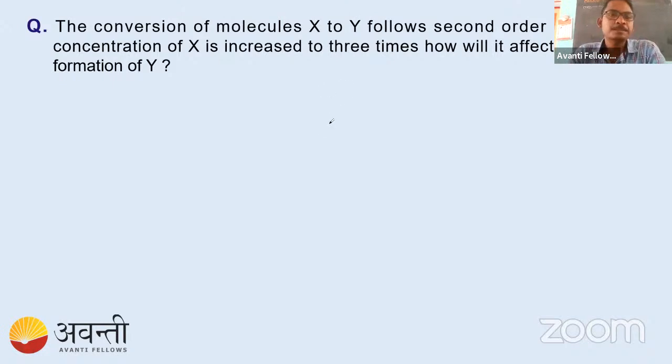The question is: the conversion of molecule X to Y follows second order kinetics. If the concentration of X is increased to 3 times, how will it affect the rate of formation of Y? I mean, initially we have some concentration of X, after that we change its concentration to 3 times, to thrice. So what is the effect of this change in concentration on the formation of Y? Try to solve this. You can use the rate law for this one. Everyone, try this.